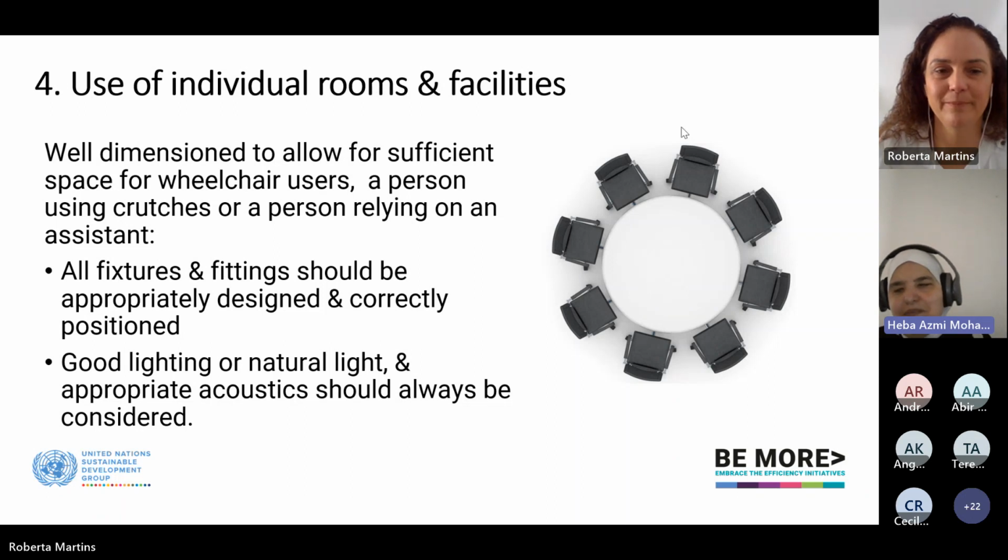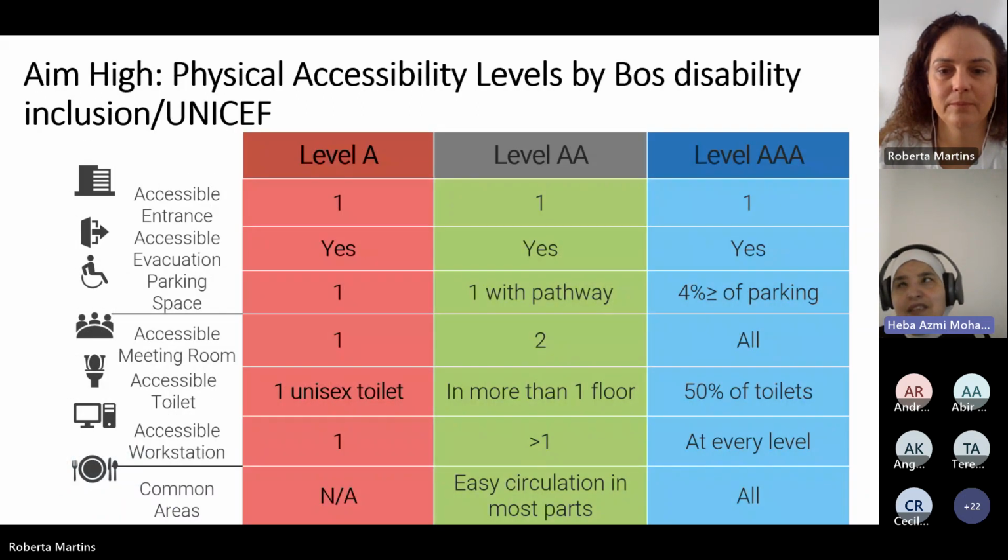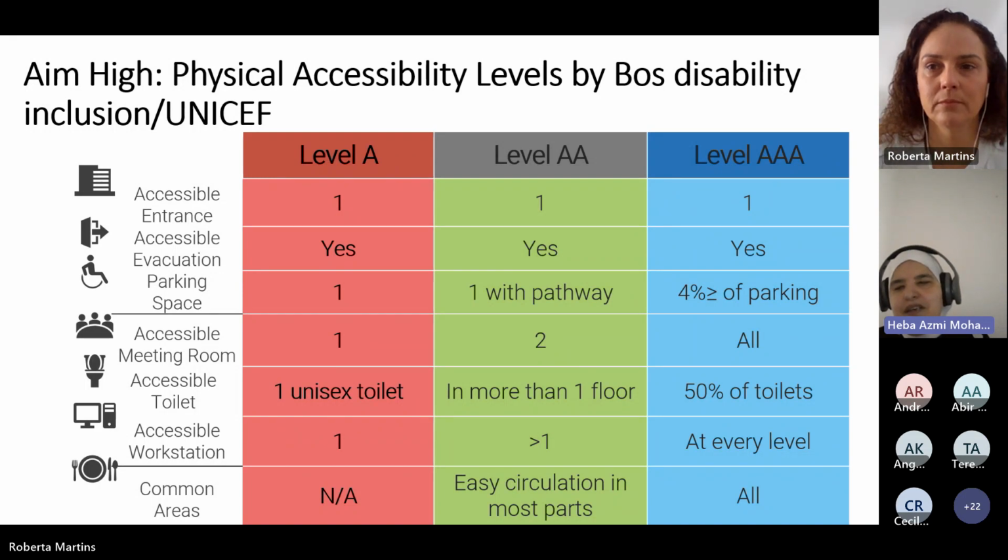Next slide, please. There are some physical accessibility levels created by the BOS Disability Inclusion team and UNICEF, and there are three levels. We have the moderate level of accessibility, the good level of accessibility, and the high level of accessibility.